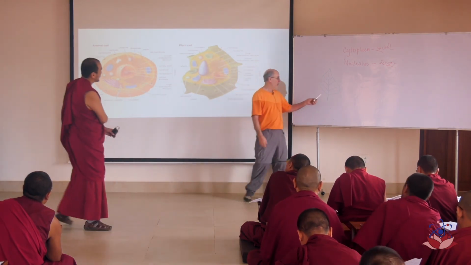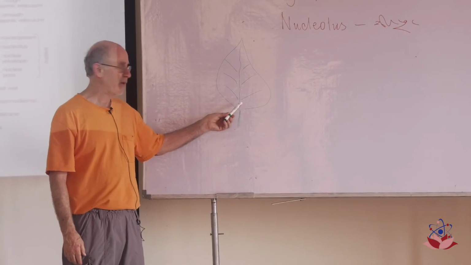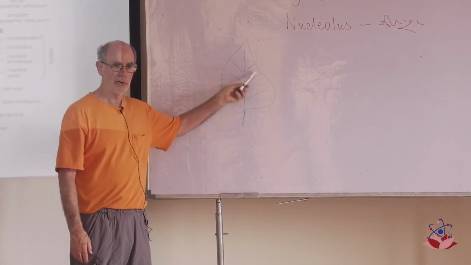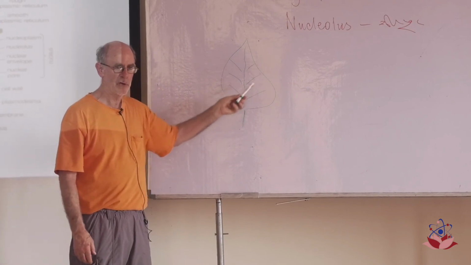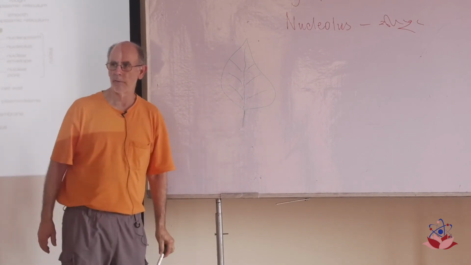So yeah, cells in the leaf can put molecules out into these veins, and these are like blood vessels for you. Material goes along those veins. So they can signal to each other by putting out molecules.